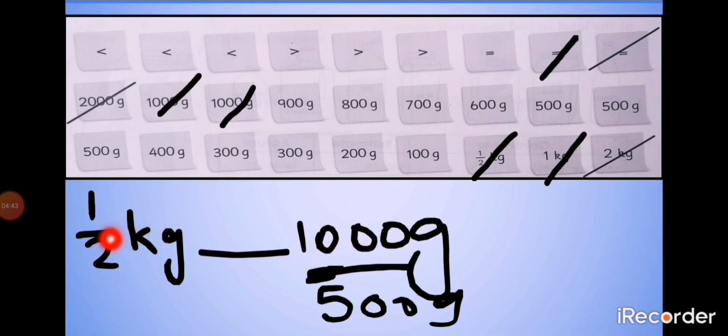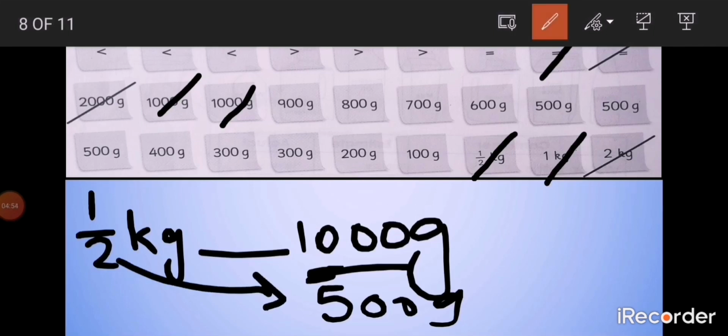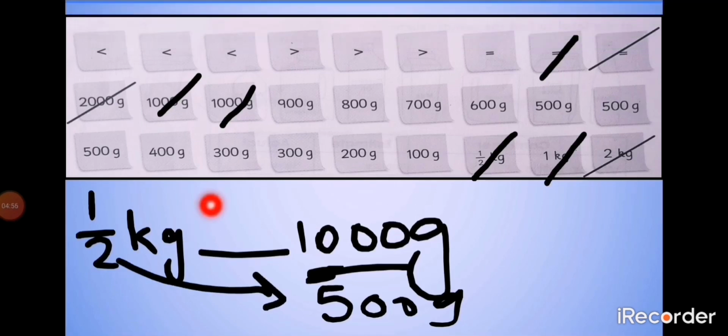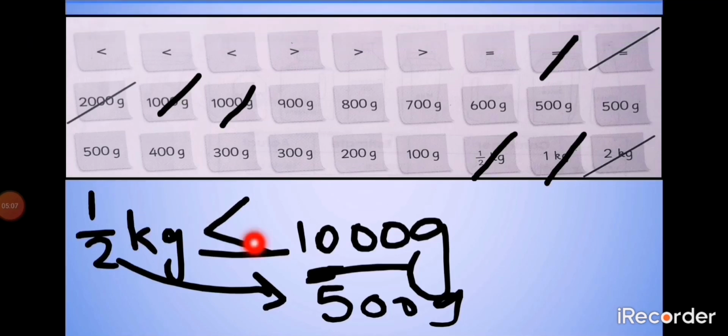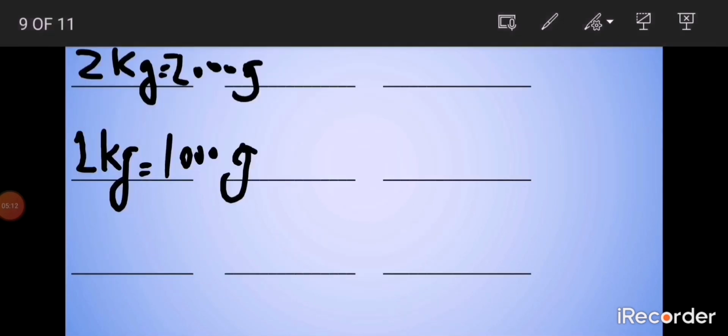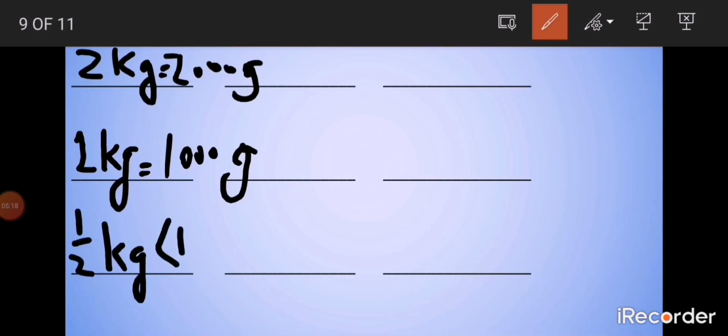So can you tell me, is half kg equal to 1000 gram? No, it's not correct. Is half kg greater than 1000 gram? No, half kg means 500 gram. Half kg means 500 gram. So half kg is less than 1000 gram. So we will put the smaller than sign here, like that. So this is the second number sentence we have done, and we will record it here: half kg is smaller than 1000 grams. Done.